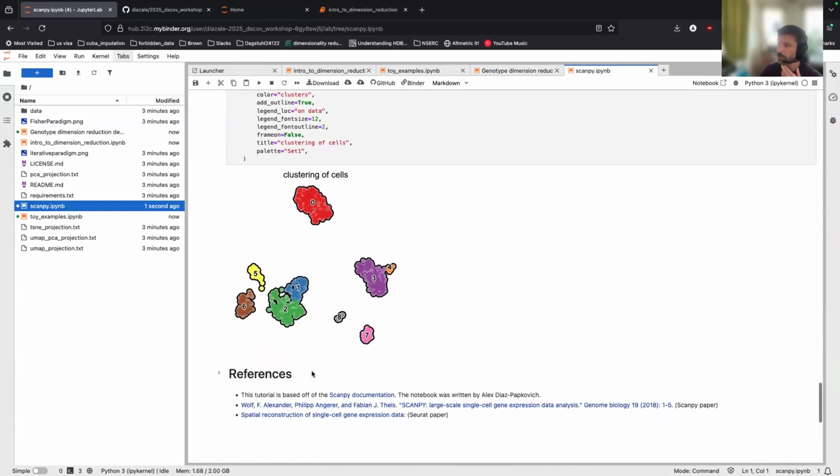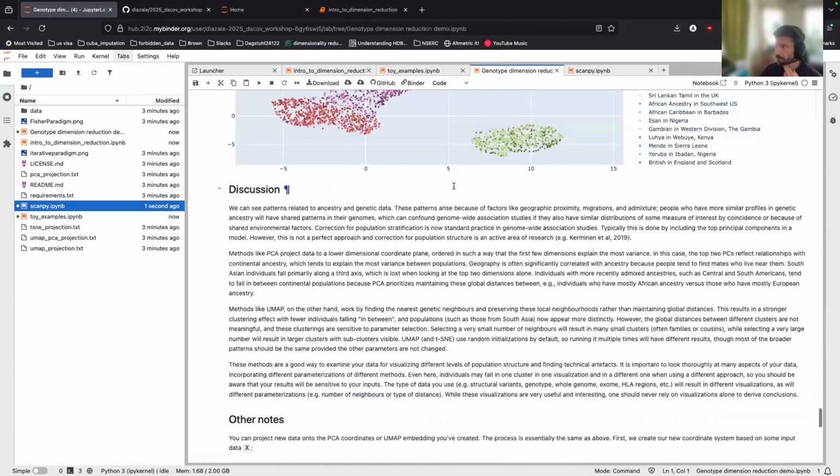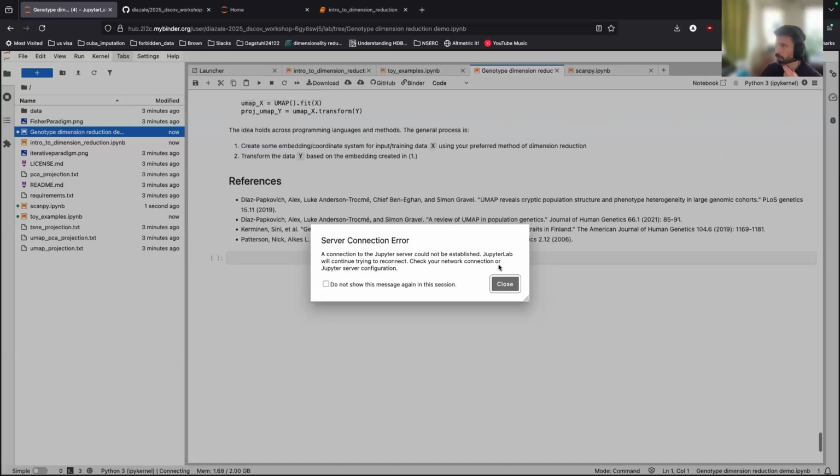So at the bottom of each of these notebooks, there are links that I found helpful. So this one here is specifically for single cell, for the genomic data.